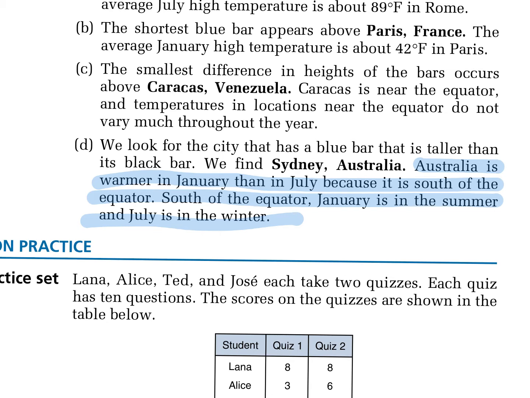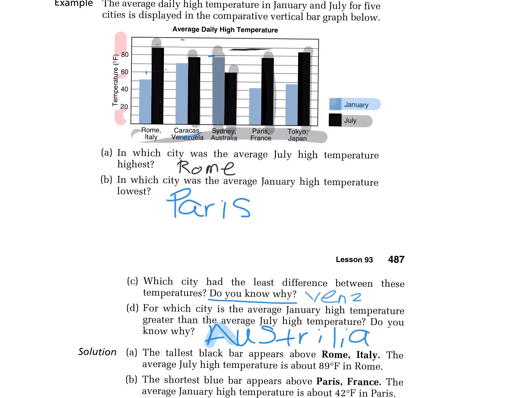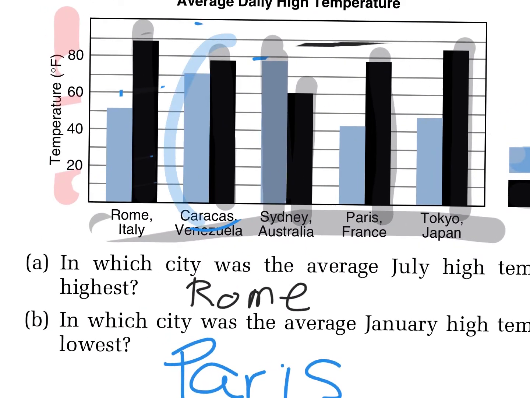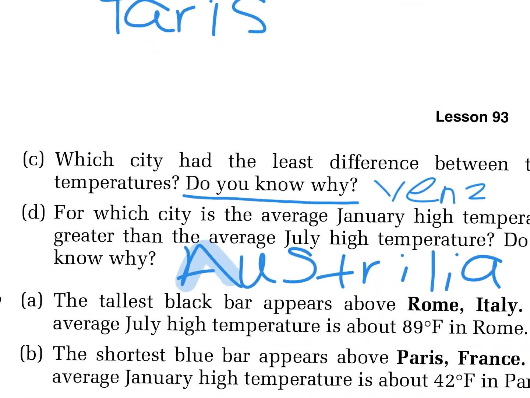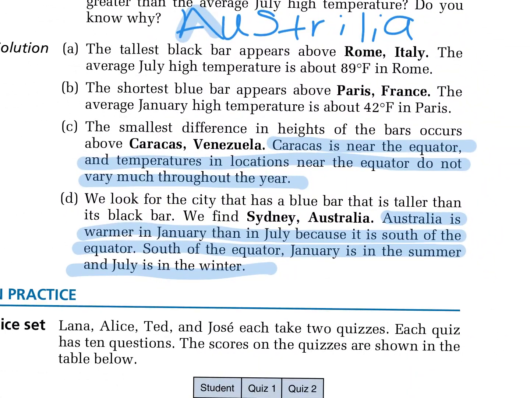Here, the good explanation, it says right here, Venezuela is near the equator, and the temperatures in the locations near the equator do not vary much throughout the year. So that's why Venezuela, right here, does not have much variation in its temperature. It stays about warm. As you can see, it's about 70s, 80s throughout the entire year. So it does not get cold because it's near the equator.